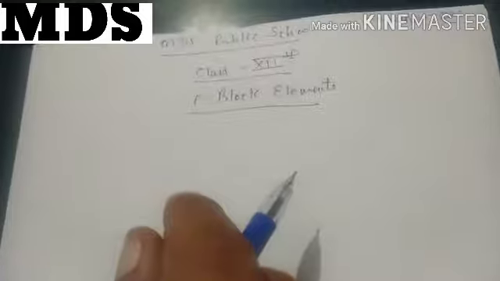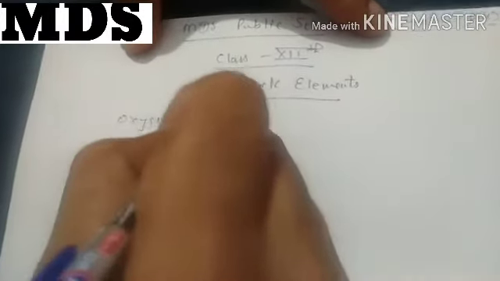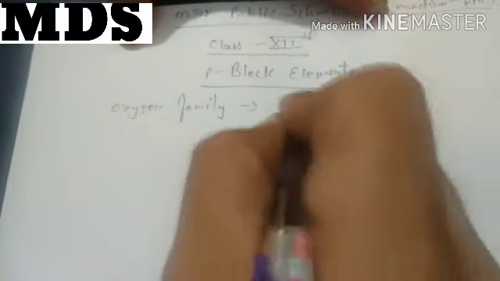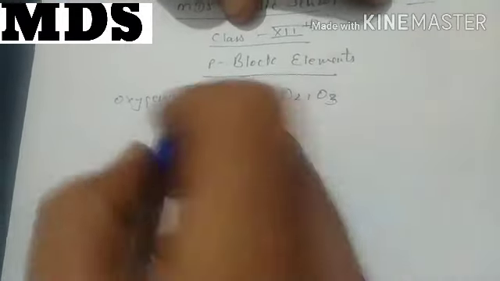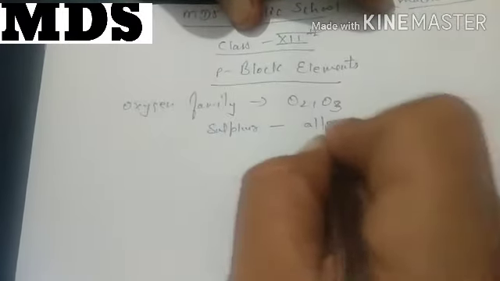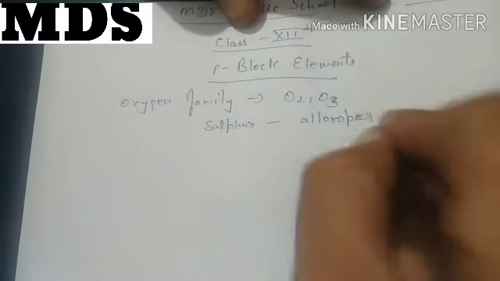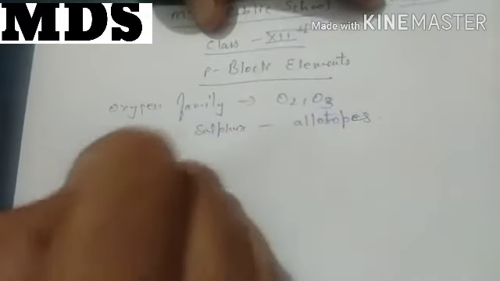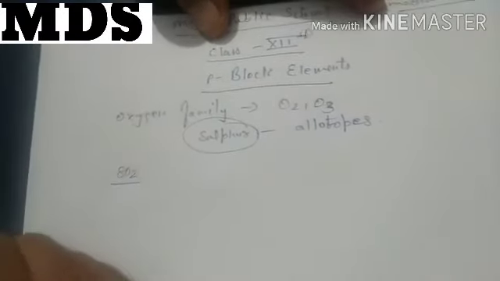Dear students, in the previous lecture of P block elements, we are discussing the compounds of the oxygen family. Particularly O2, O3, these compounds we have already discussed. In case of sulfur, we have discussed allotropes of sulfur, particularly alpha sulfur, beta sulfur. Now today we are going to discuss some other compounds of sulfur, particularly sulfur dioxide is one of them.